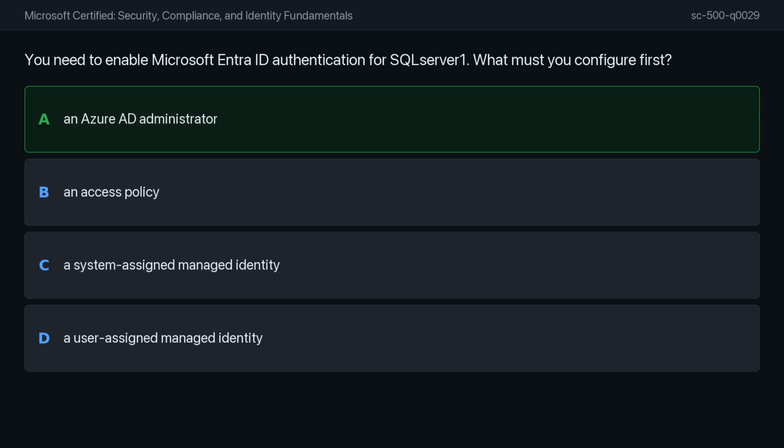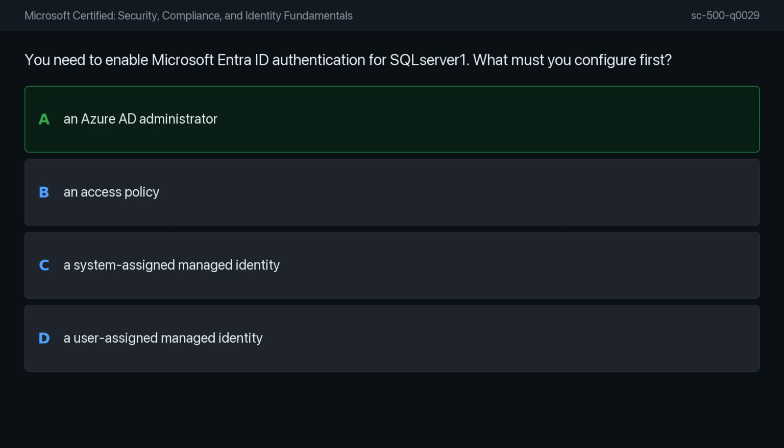I believe the correct answer is A, an Azure AD administrator. When you intend to use Microsoft Entra ID for authentication, the SQL Server instance requires a designated administrative identity to establish this trust and manage the authentication process. This setting acts as the foundational step before any directory-based logins can be utilized.